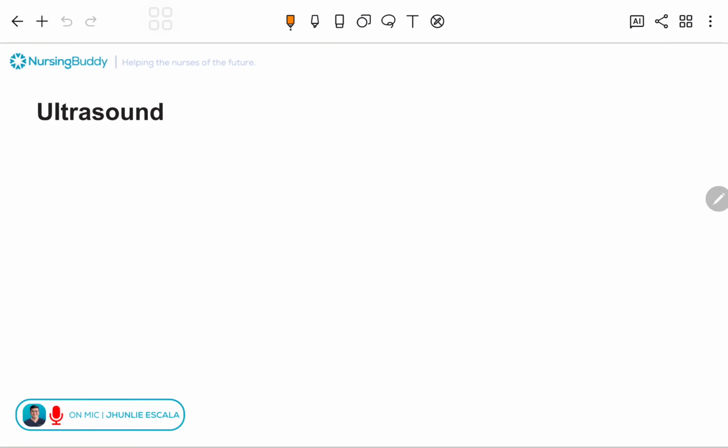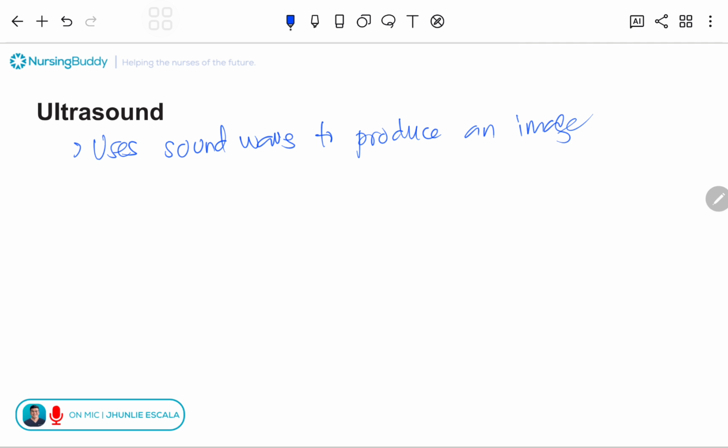Now, we have your ultrasound. Okay, kapatid, kapag sinabi natin ultrasound, it uses your what? It uses your sound waves. Okay, it uses your sound waves, kapatid, to produce an image. Okay, it uses your sound waves to produce an image. So ano ba usually ang examples, class, ng mga organs na inu-ultrasound natin?